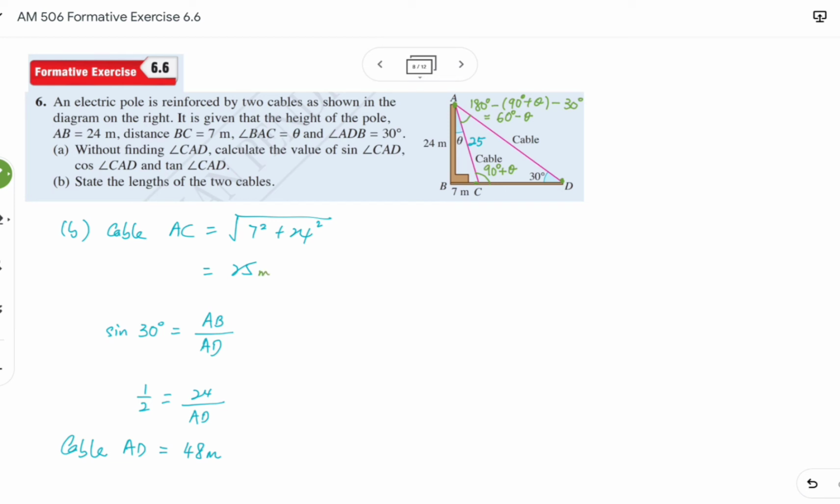And then the length of cable AD, okay, so from the big triangle ABD, the right angle triangle ABD, we know that the 30 degree is actually formed by AB and then BD and cable AD. So we need to find cable AD. We can use sine 30 degree equals to opposite over hypotenuse, which is AB over AD. So sine 30 degree is 1 over 2. AB is 24 meter. Therefore, AD is actually 48 meter.